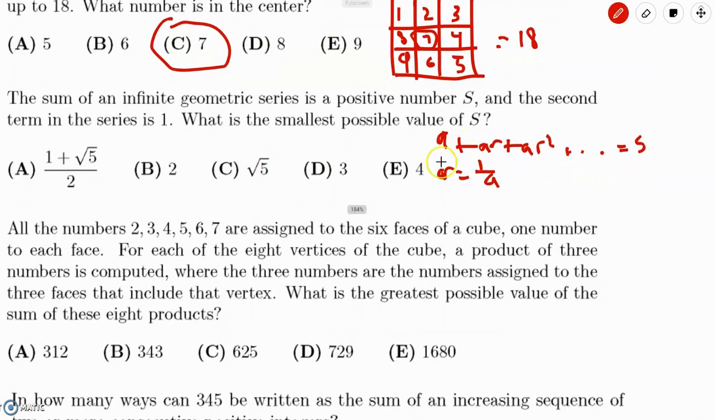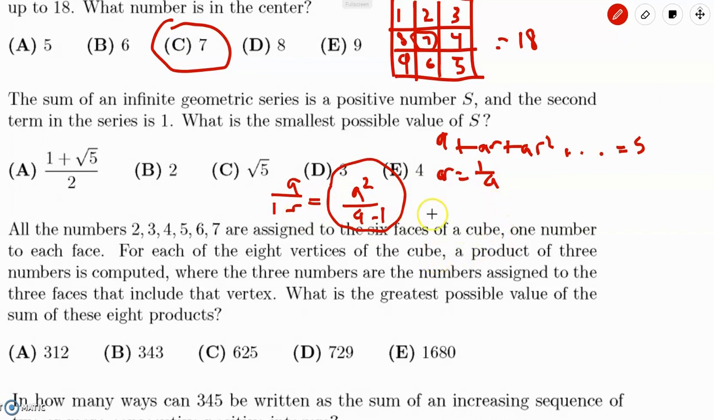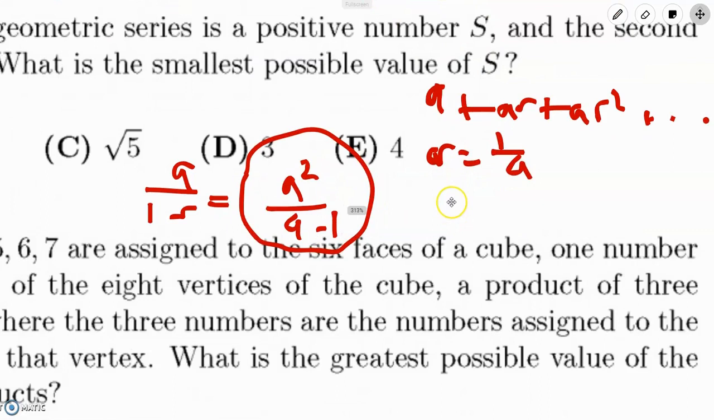And the sum of this, by the formula, is just a over 1 minus r. So that's equal to a over 1 minus 1 over a, which is equal to a squared over a minus 1. So now all we have to do is minimize this quantity. And to minimize this quantity, you could use calculus, but that gets pretty bashy. So there's actually a nicer way to do this.